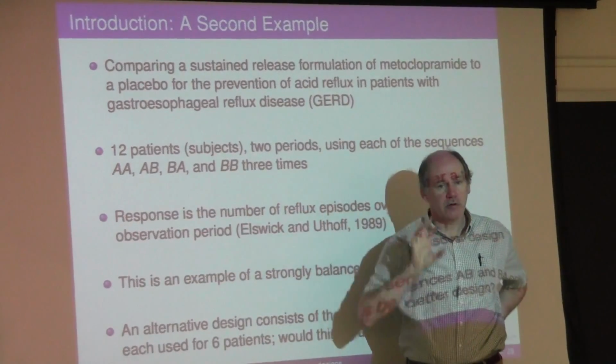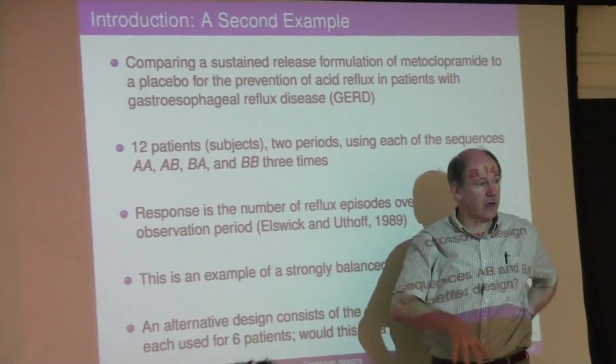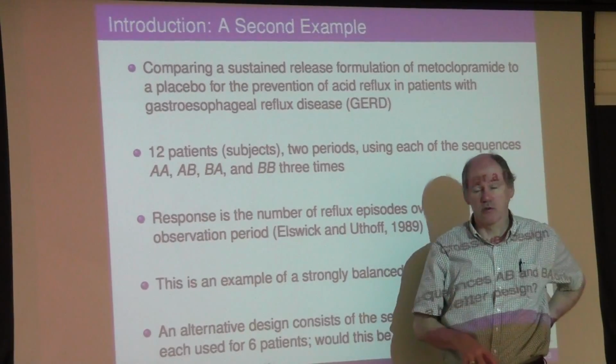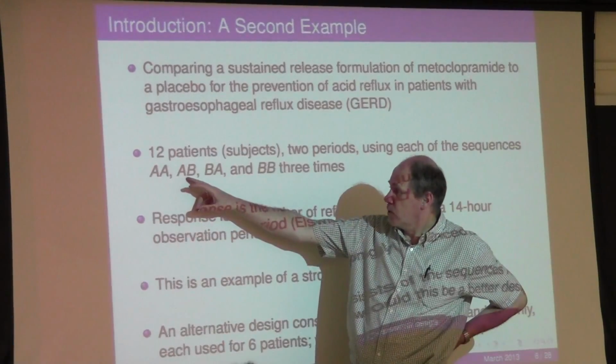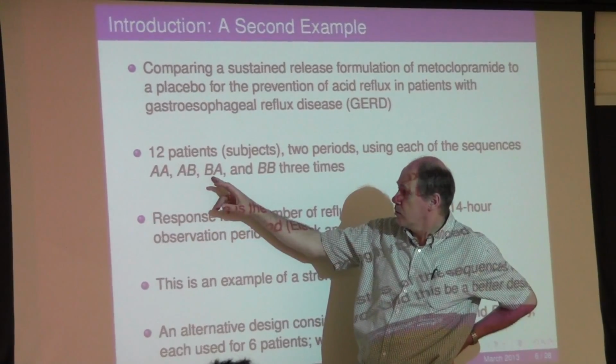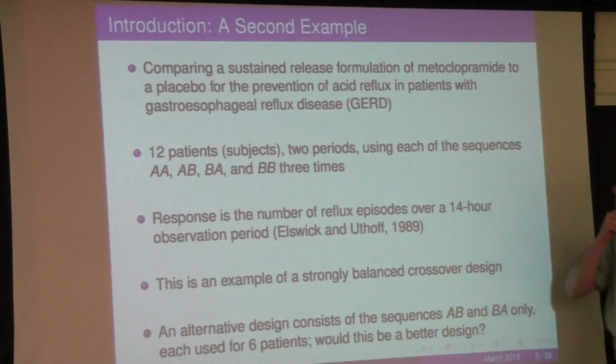And of these 12 patients, there were 3 that received this sequence: treatment A in the first period, treatment A in the second period. Same treatment. So it doesn't always have to be that every subject receives every treatment. You can repeat treatments. 3 subjects received this sequence, A, B, 3 received B in the first period, A in the second period, and 3 of them received B, B.